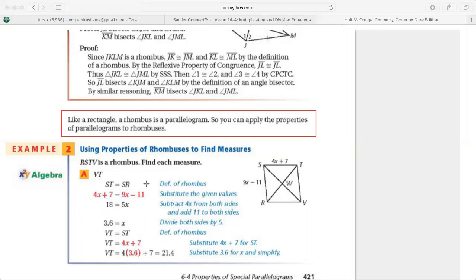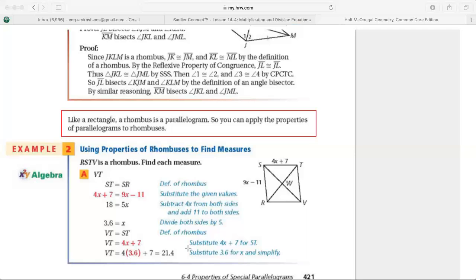So when I subtract 4x from both sides, then I subtract, divide by 5 and so on. So x is equal to 3.6. So I'm going to substitute the value of x in the sides. Since VT is equal to ST and is equal also to SR, VT is equal to 4x plus 7. I'm going to substitute the value of x by 3.6. So 4 multiplied by 3.6 plus 7 is equal to 21.4.